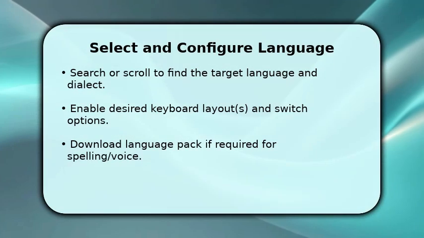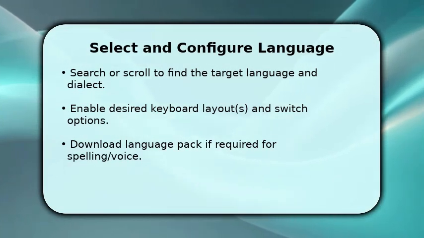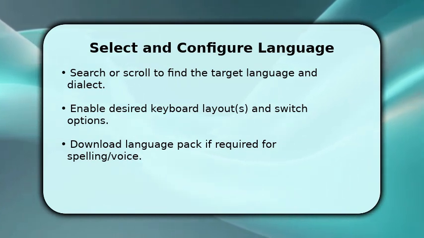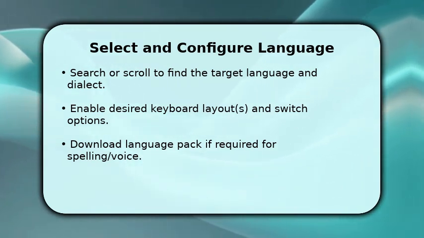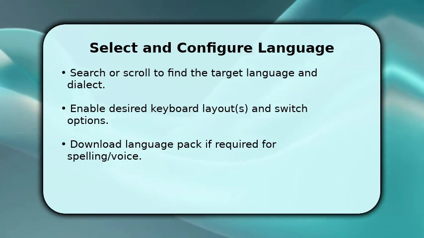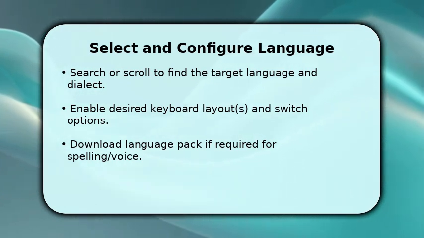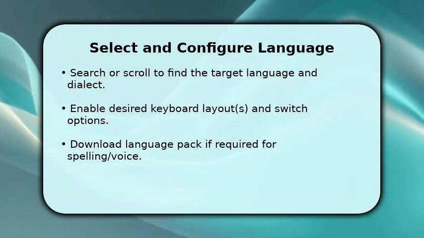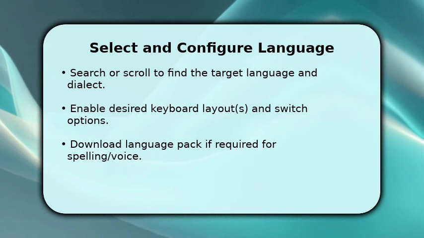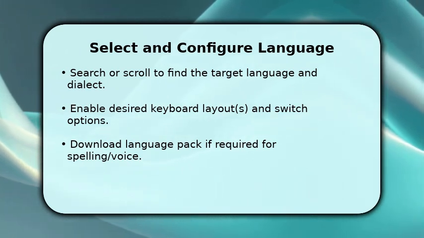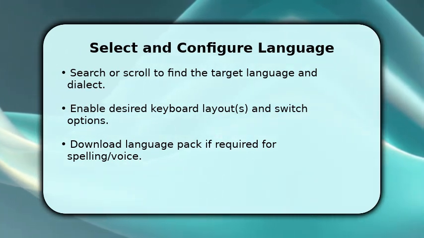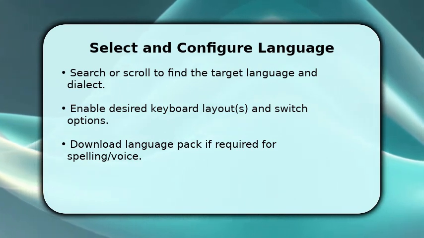Search the list or scroll to the exact language and dialect you need. Selecting the correct dialect sets punctuation and special characters. Once chosen, enable the specific keyboard layout, QWERTY, AZERTY, or others, because layout affects typing. If the system offers a language pack for spell check or voice typing, download it. This improves predictions and autocorrect.